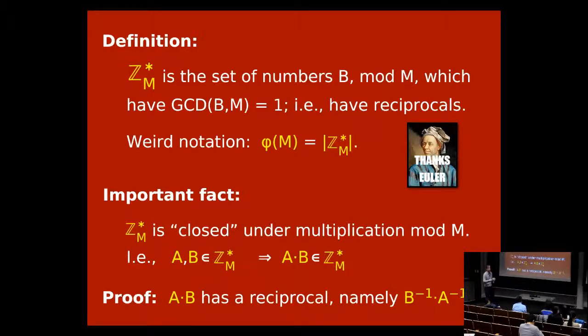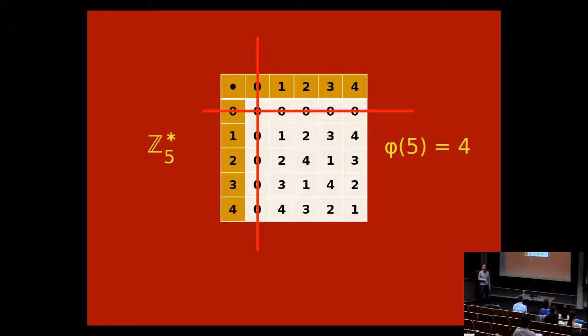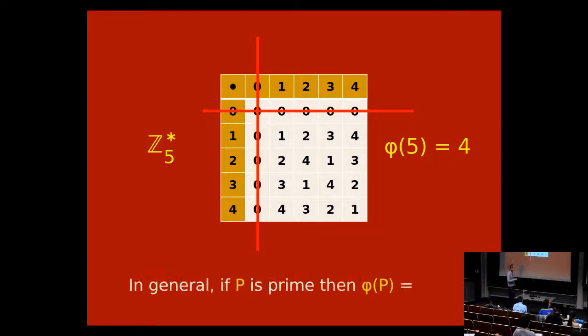It means if you collect together all these numbers that have GCD 1 or have reciprocals, they make a nice new little number system where you can multiply numbers together. Let me give an illustration. If you want to make Z5 star, you start with the multiplication table, but now we get rid of 0. It doesn't have an inverse. So in Z5 star there are 4 numbers, 1, 2, 3, 4, mod 5, and you can do multiplication on them and it always stays within the set 1, 2, 3, and 4. And phi of 5 is 4, because there are 4 numbers here.